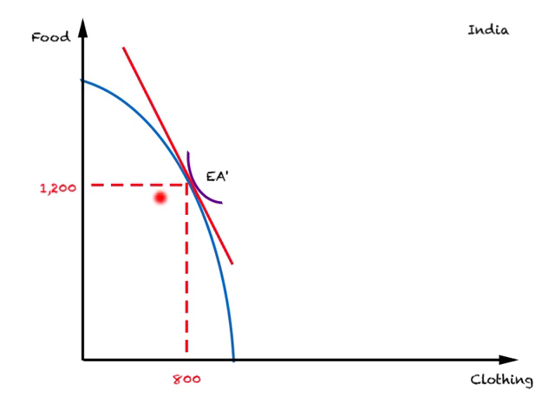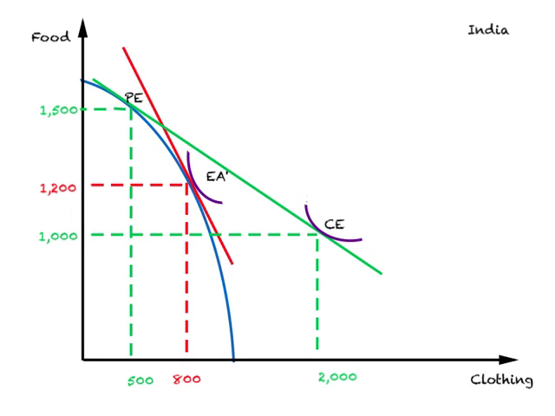So you find this point EA prime is the common point of tangency between the community indifference curve, the domestic price line, and the PPC. And so this must be the point of equilibrium in autarky in India. You drop this point to the horizontal axis, and you know 800 units of clothing will be produced and consumed in India. You take this point to the vertical axis, and you know 1200 units of food will be produced and consumed in India.